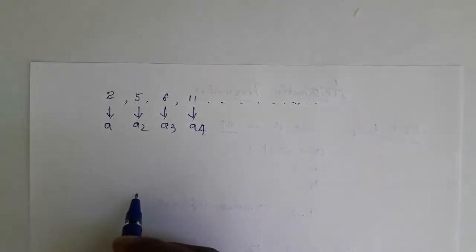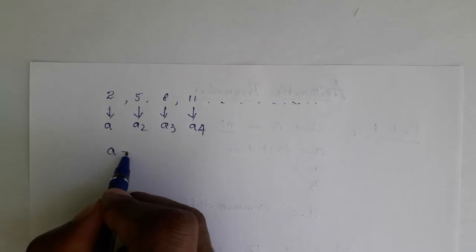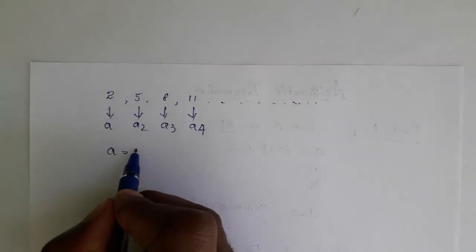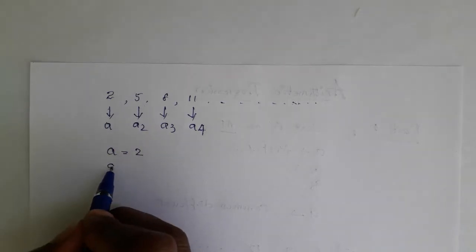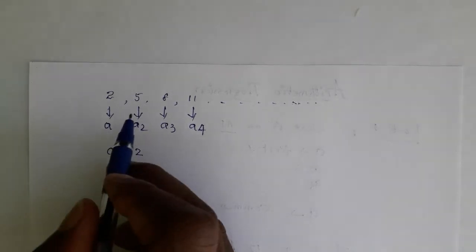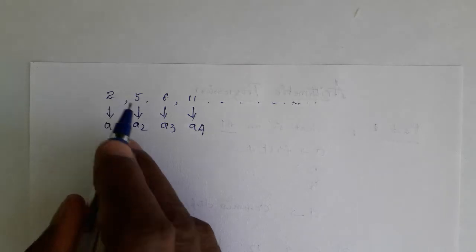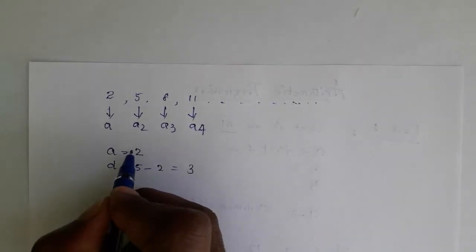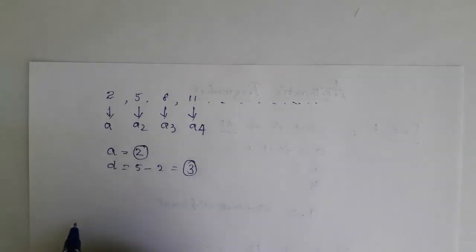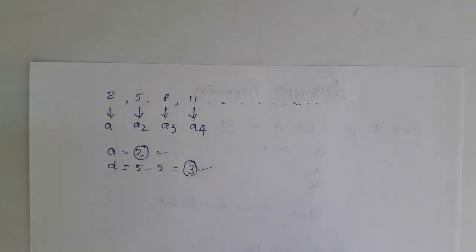See A4. First let us get the first term. What is A? Who is sitting first? 2. A always means the first term. D is the common difference. How to find the common difference? Next number minus previous number. What is the next number? 5 minus the previous number 2, totally 3. So the first term is 2 and the common difference is 3. Using these two you can find any position.